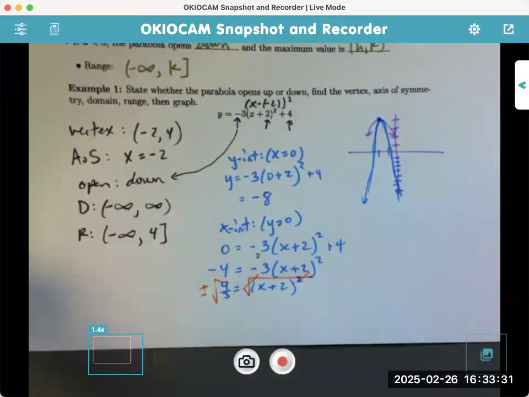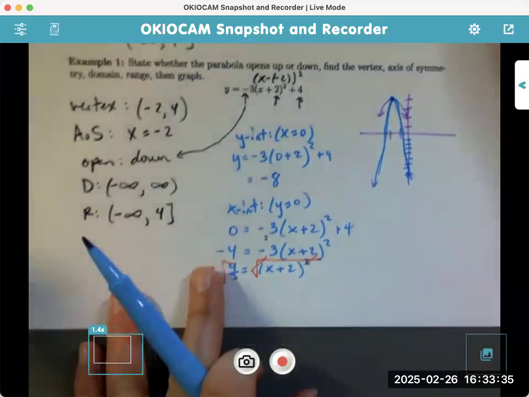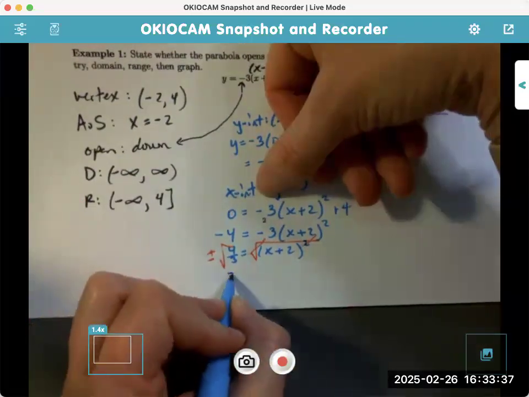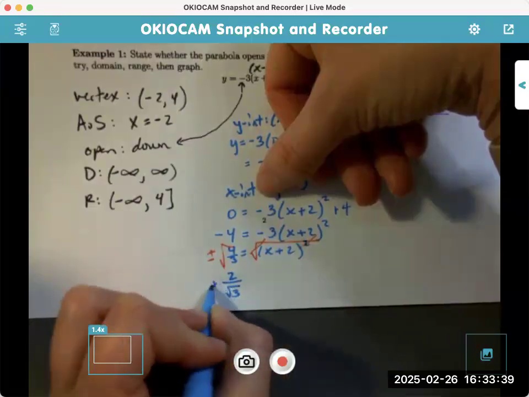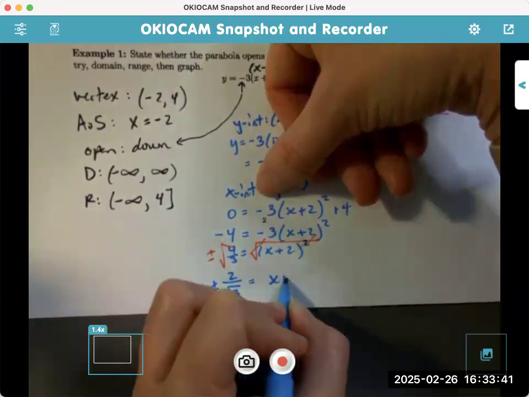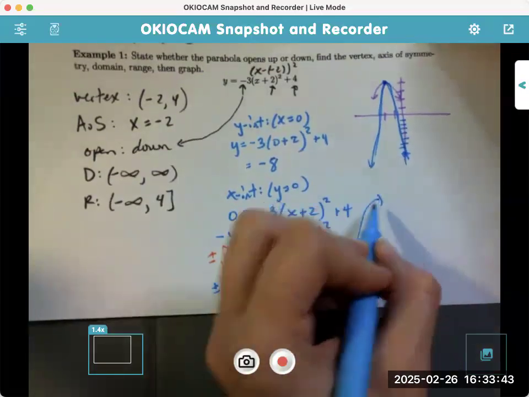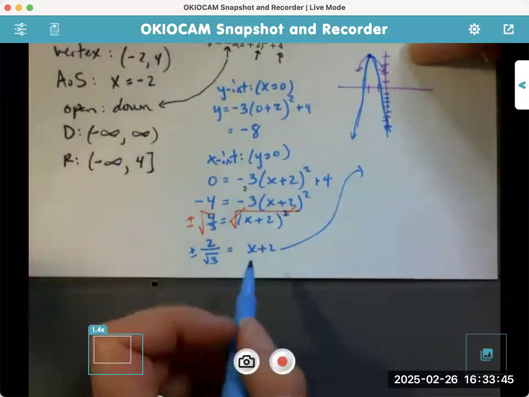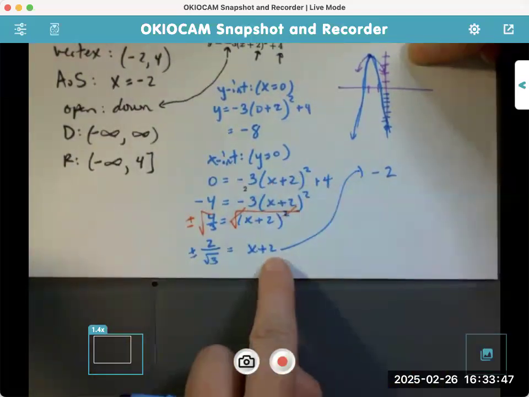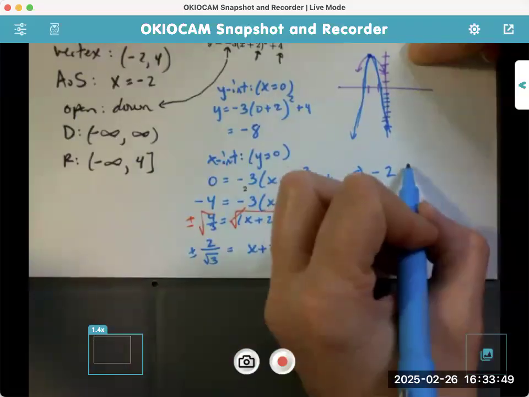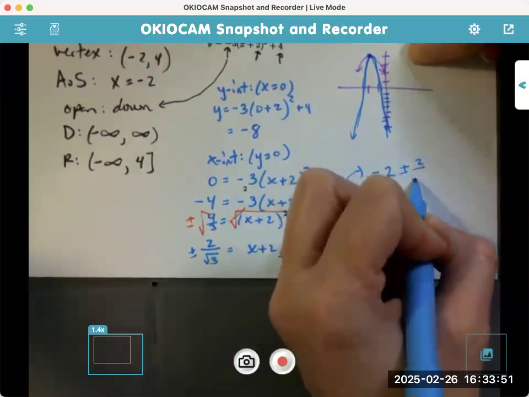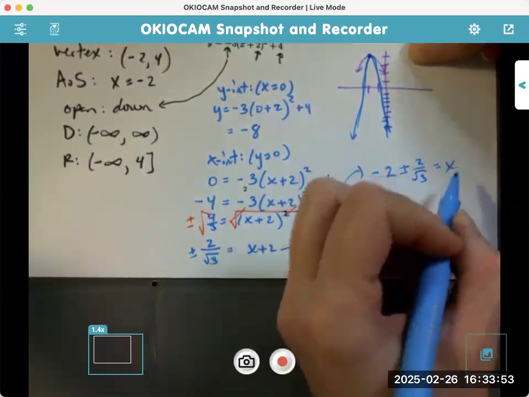Remembering the plus or minus whenever we square root. So this is plus or minus 2 over √3 equals x plus 2. I'm going to come up and over. So subtract the 2 over. So -2 plus or minus 2 over √3 equals x.